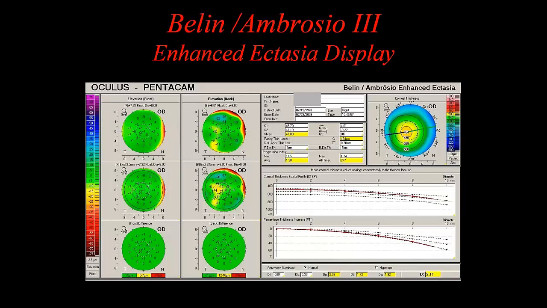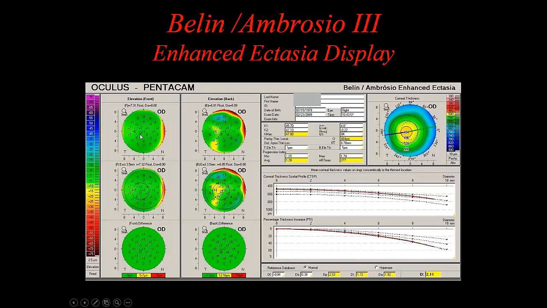And this is the appearance of the current display. A lot of people think that the regression analysis only involves the bottom here. It doesn't. It involves all these parameters up here also. There just isn't enough room on the bottom to load everything. But you'll notice there's K1, K2, K max. This is front elevation at the thinnest point, back elevation at the thinnest point, the progression index, the Ambrosio relational thickness. These are the 2 pachymetric progressions.